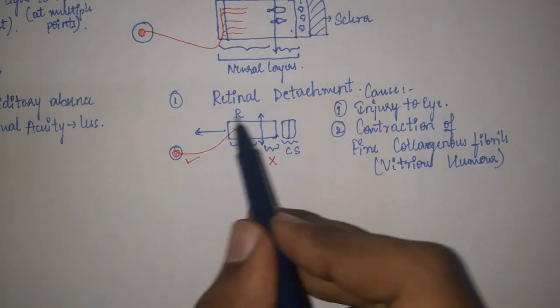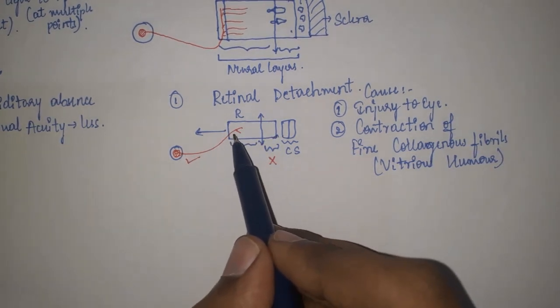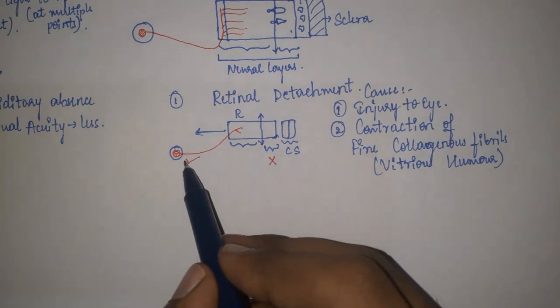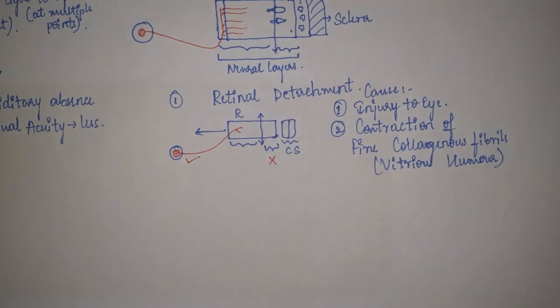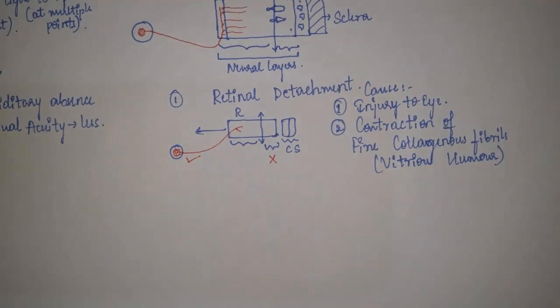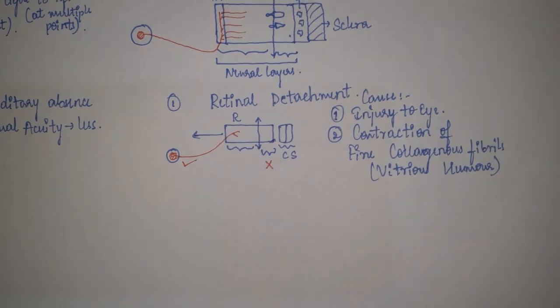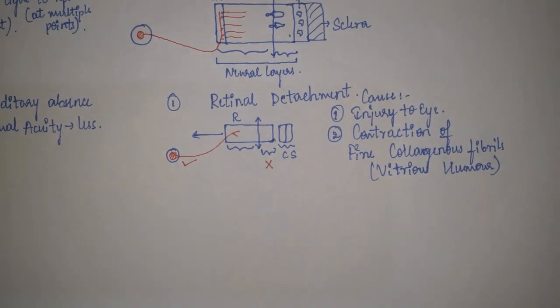The retina will not degenerate immediately because blood supply from the central retinal artery remains intact. Only this portion is deprived of blood. Of course, diffusion occurs from this layer to this layer. That's why the retina remains alive. But if it is not surgically corrected within days, then damage to the retina occurs, leading to blindness.